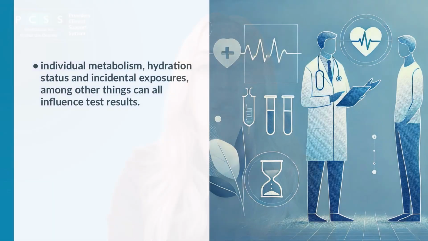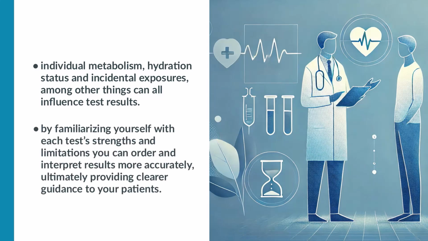In conclusion, urine and blood tests for alcohol biomarkers such as ethanol, urine ethyl glucuronide and sulfate, as well as blood phosphatidyl ethanol, can be valuable tools when managing patients with alcohol use disorder. However, it's crucial to remember that no test is infallible. Individual metabolism, hydration status, and incidental exposures, among other things, can all influence test results. By familiarizing yourself with each of the test's strengths and limitations, you can order and interpret results more accurately, ultimately providing clearer guidance to your patients.